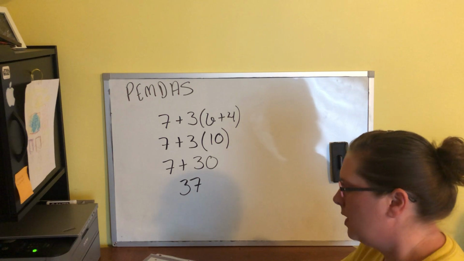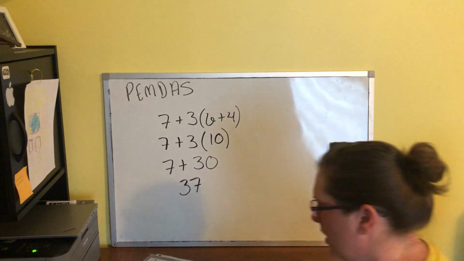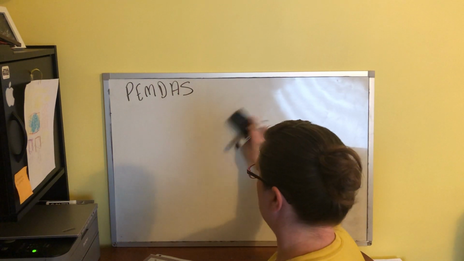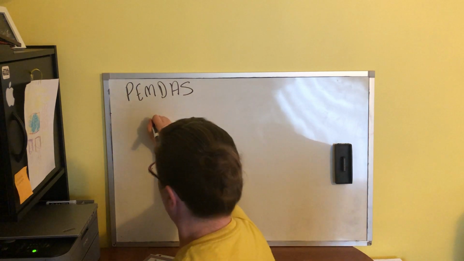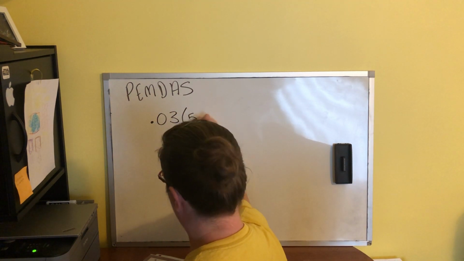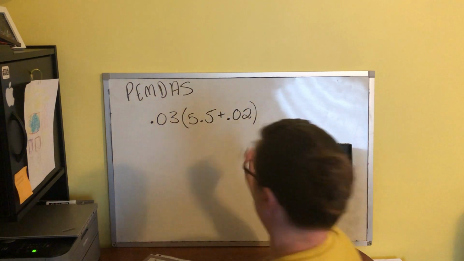Let's do one simple one with decimals. They could throw some decimals out at you, okay? You're not doing anything different except you have to type in decimals into your calculator. So let's go ahead and look at 0.03 times the quantity of 5.5 plus 0.02.